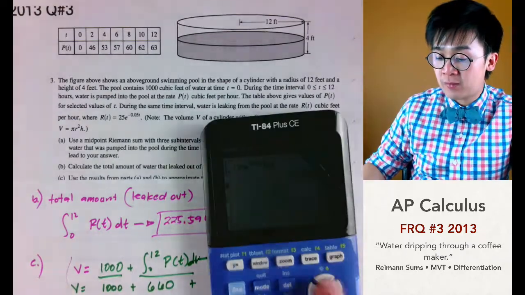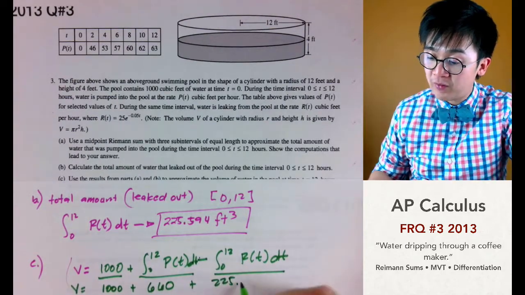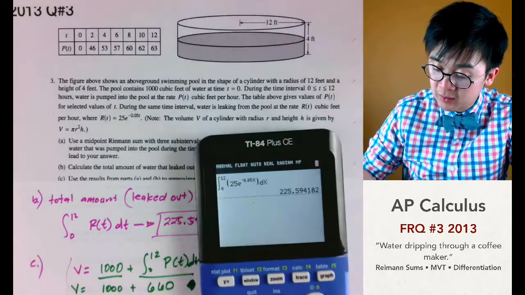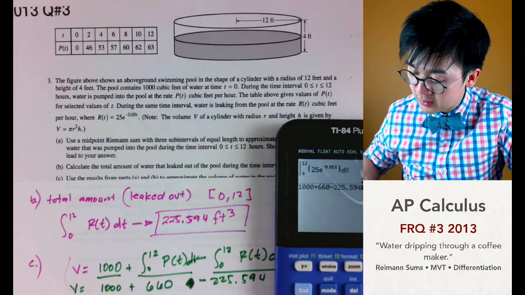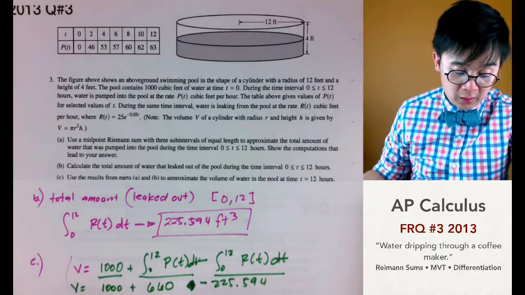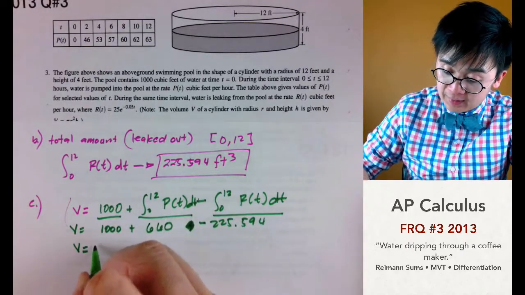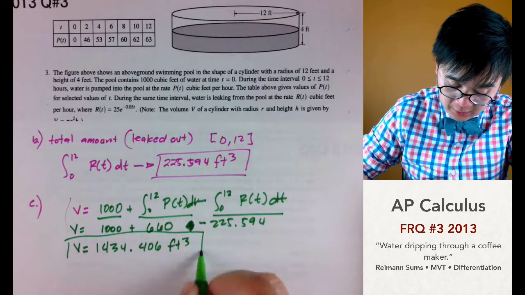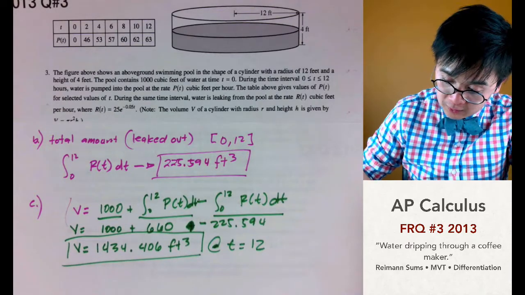And we just need to approximate the value of this function from 0 to 12. So we have that as well a while ago, which is 225.594. And this is subtraction, not addition, because it's being leaked out. So the volume using our calculator, we have 1000 plus 660 minus 225.594, which is going to give us 1434.406. So that will be the volume of the water in this function at t equals 12. So 1434.406 cubic feet. This one is at t equals 12.